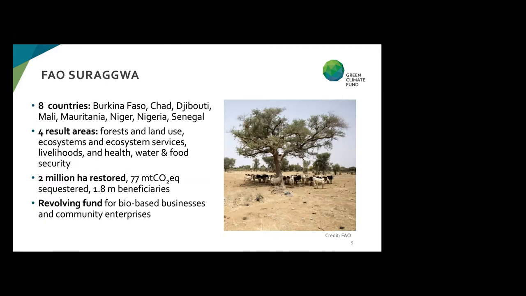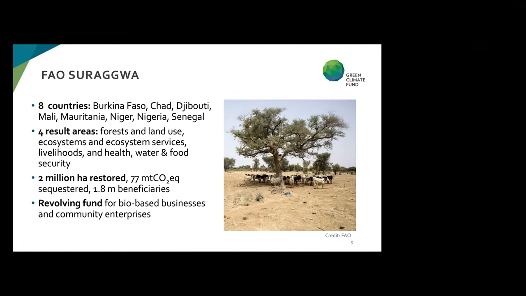Very quick slide just to highlight the emphasis that we would like to give ecosystem restoration. And this is a project which is currently in our pipeline, so it hasn't been approved yet. But FAO brought this very ambitious proposal to us recently. It's known as Suragua, which actually means scaling up resilience for the African Great Green Wall. And as you can see, it's ambitious in many dimensions.